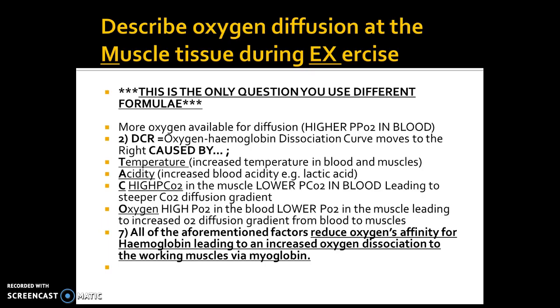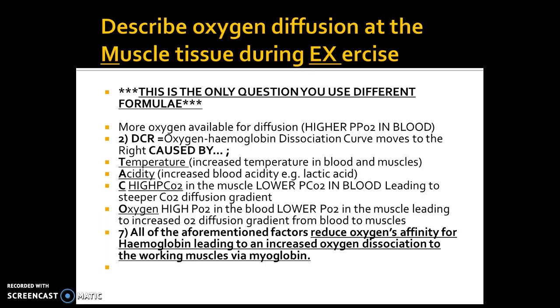So what happens is when this heat increases, when the acidity increases, when the CO2 diffusion gradient from muscle to blood increases, and when the O2 diffusion gradient from blood to muscle increases, these things suddenly start to reduce hemoglobin's affinity for oxygen. And oxygen now starts to think, well, hang on a minute, I don't want to really be with hemoglobin, I need to get somewhere else, I need to dissociate. So it dissociates into the muscle cell via a substance called myoglobin.